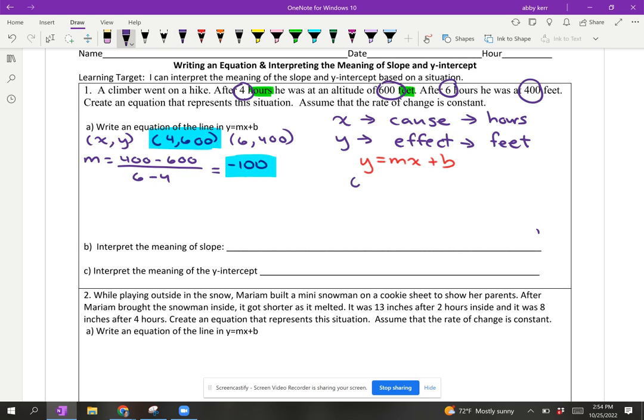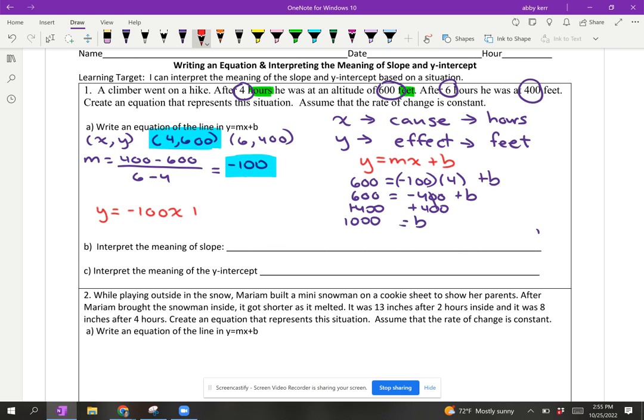So the first ordered pair is 600 is our y value. We found our slope to be negative 100. We found it to be 4 for our x, and then plus b. So here is where we get the one-step equation. Remember, we have to minus 400 and do the opposite by adding 400. And that's going to get us 1,000. So if we put it all together, it's y equals negative 100x plus 1,000.